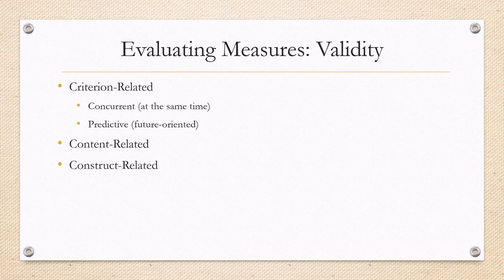A third type of validity is construct-related validity. This tells us how well a measure reflects its underlying construct. Constructs, remember, are the theoretical concepts we're interested in. We use these to explain behaviors. And although constructs are not tangible, we have to use concrete tests to assess them.